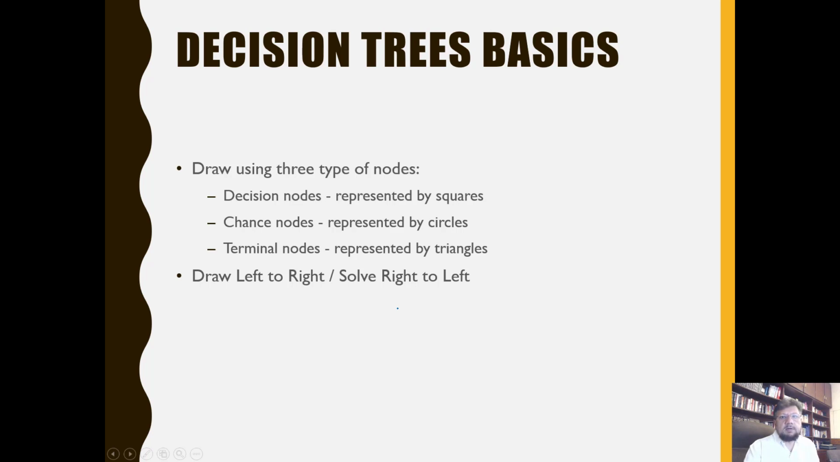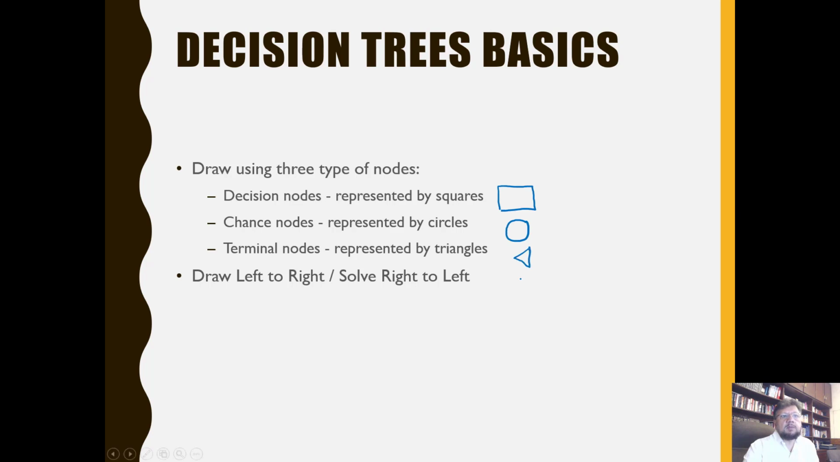To make a decision tree, it's very simple. You basically have three shapes that you're going to use. The first shape is represented by a square. So this is a decision. Whenever you're taking a decision, you use a square. So the next thing is a chance. Whenever there's a chance, draw a circle. And when you come to the end of the branch, you will draw a triangle.